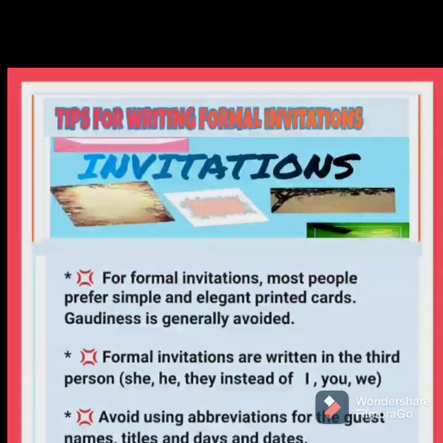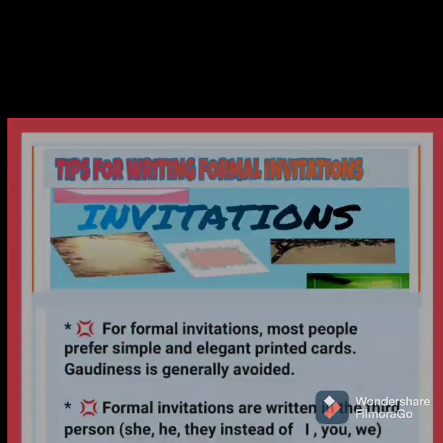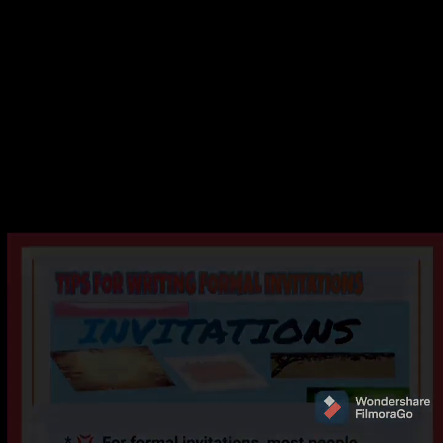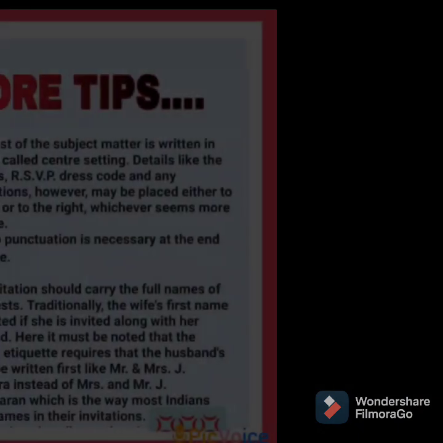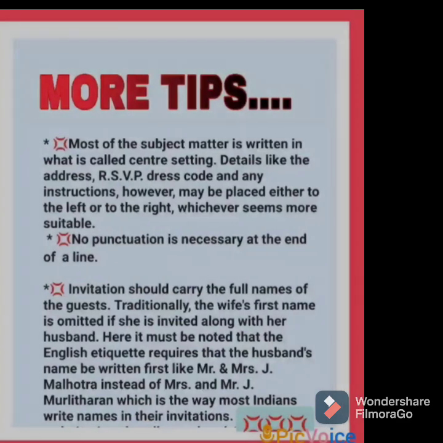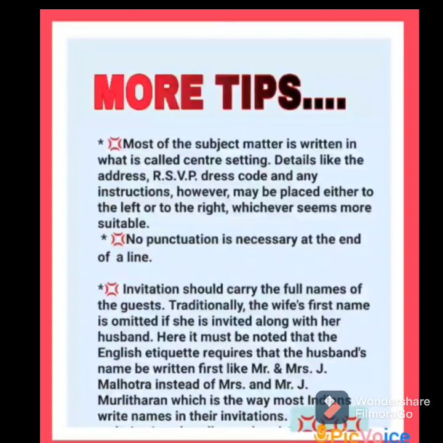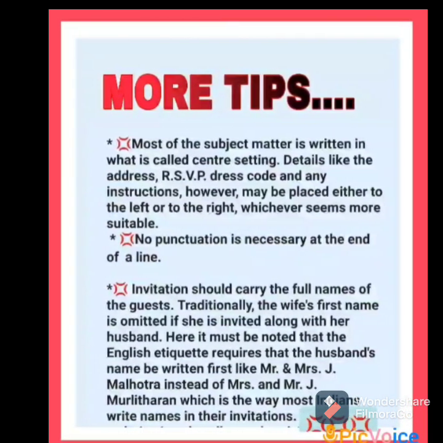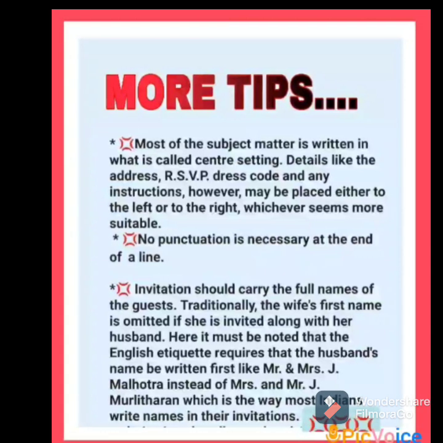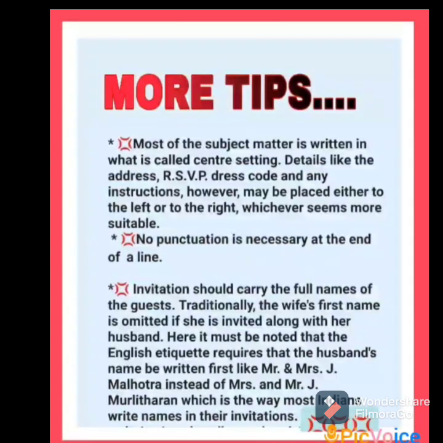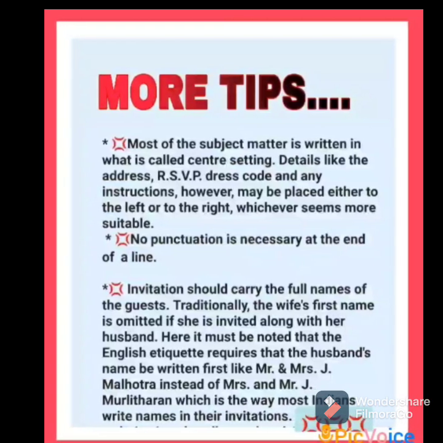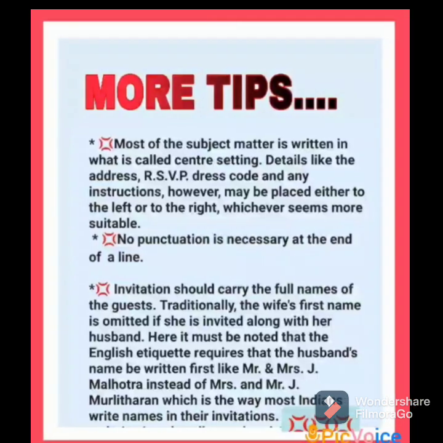Even the details about the date, venue and day should be clearly written in sequence. The next step is to provide the whole subject matter while following the center static mode. That means write in sequence: the name of the event, date, time, following this format. Next, when you are entering some more details or important instructions like address, RSVP, dress code, all such information should be placed either to the left or to the right side, whichever seems more suitable.